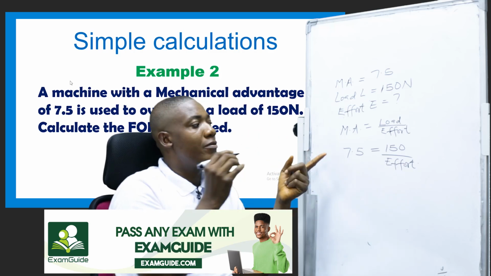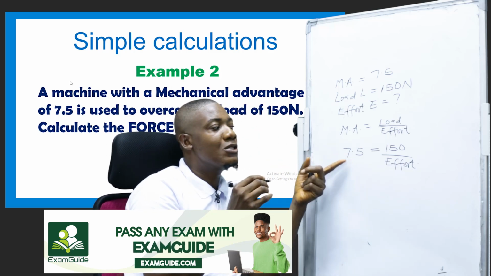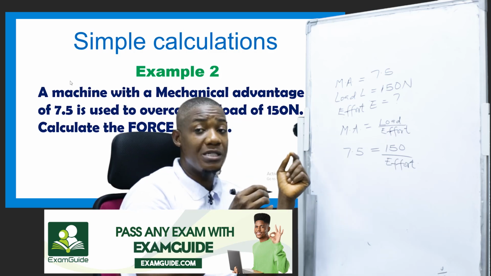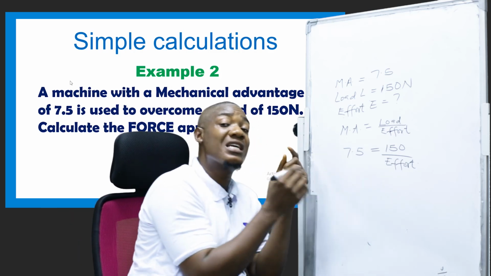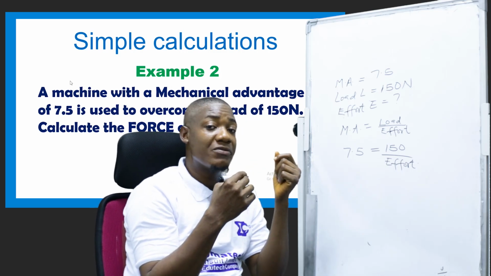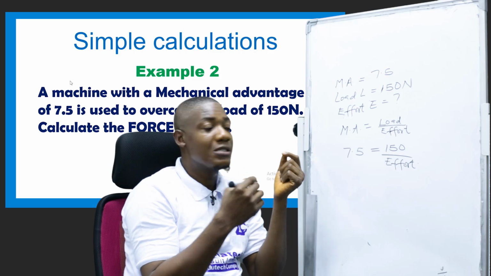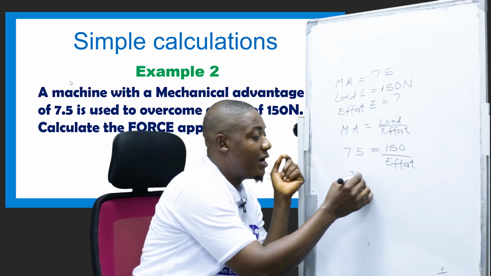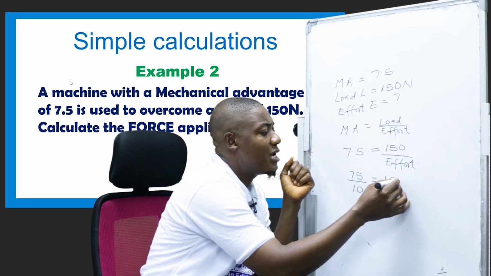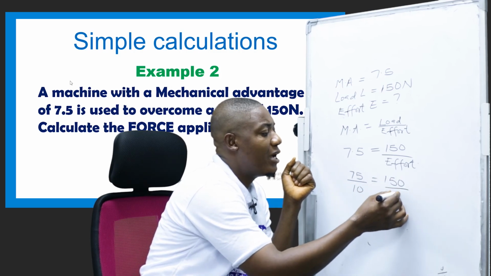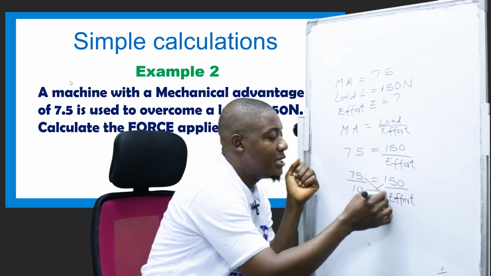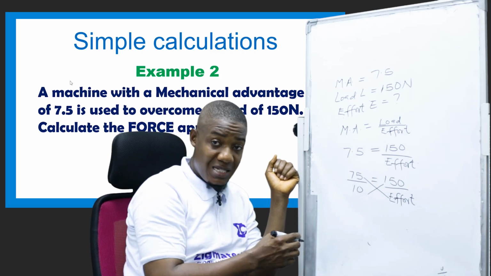So we'll make this one here to also look like a fraction so that we can handle it. In this case, 7.5 is the same thing as saying 75 over 10. So we say 75 all over 10 equals 150 all over effort. So we can comfortably cross multiply this now.